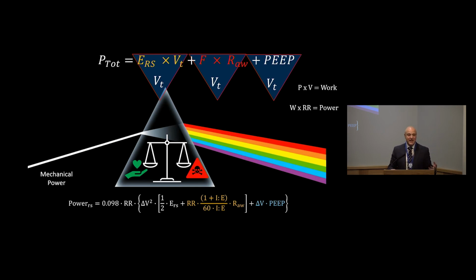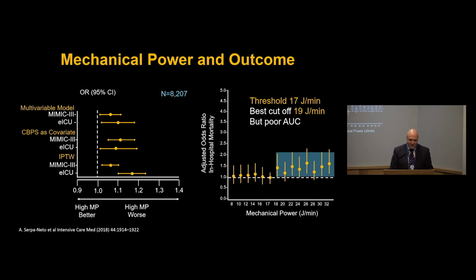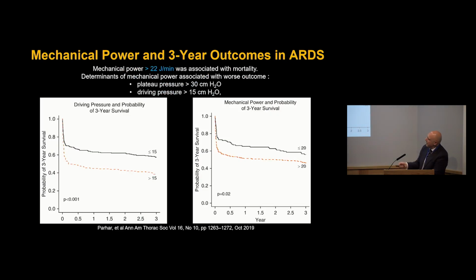The question is, is there a magic number? I don't know. But if you interrogate some databases, you can see there appears to be a threshold of mechanical power above which the mortality rate is above 1. Here it was between 17 and 19. And some other studies have done the same. Look at driving pressure, the one I've shown you before, and also mechanical power above and below 20. The question is 17, 18, 19, 20, I don't know. But the important thing is that you have one number that can capture all the elements of mechanical ventilation.